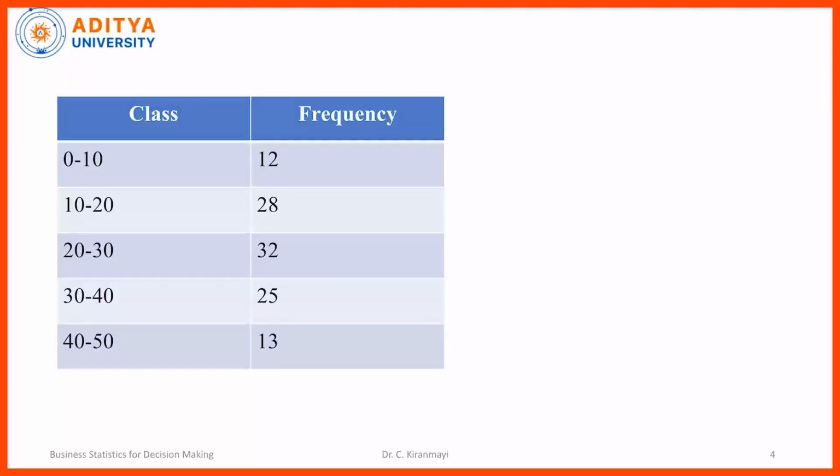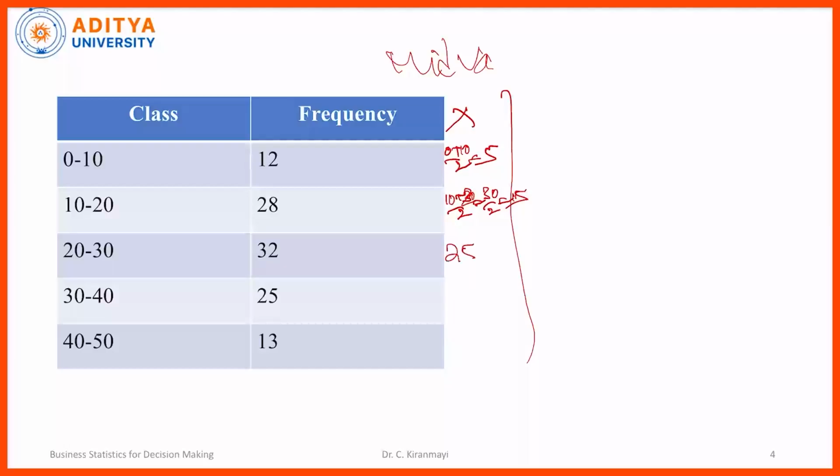Let me explain how to calculate mean in case of grouped distribution with this example. First, we have to obtain the mid values for each class interval. So, 0 plus 10 by 2 is 5, 10 plus 20 is 30 by 2, 15, next 25, 35 and 45. Now, we have to obtain deviations using the formula x minus A by height of the class interval, 10.